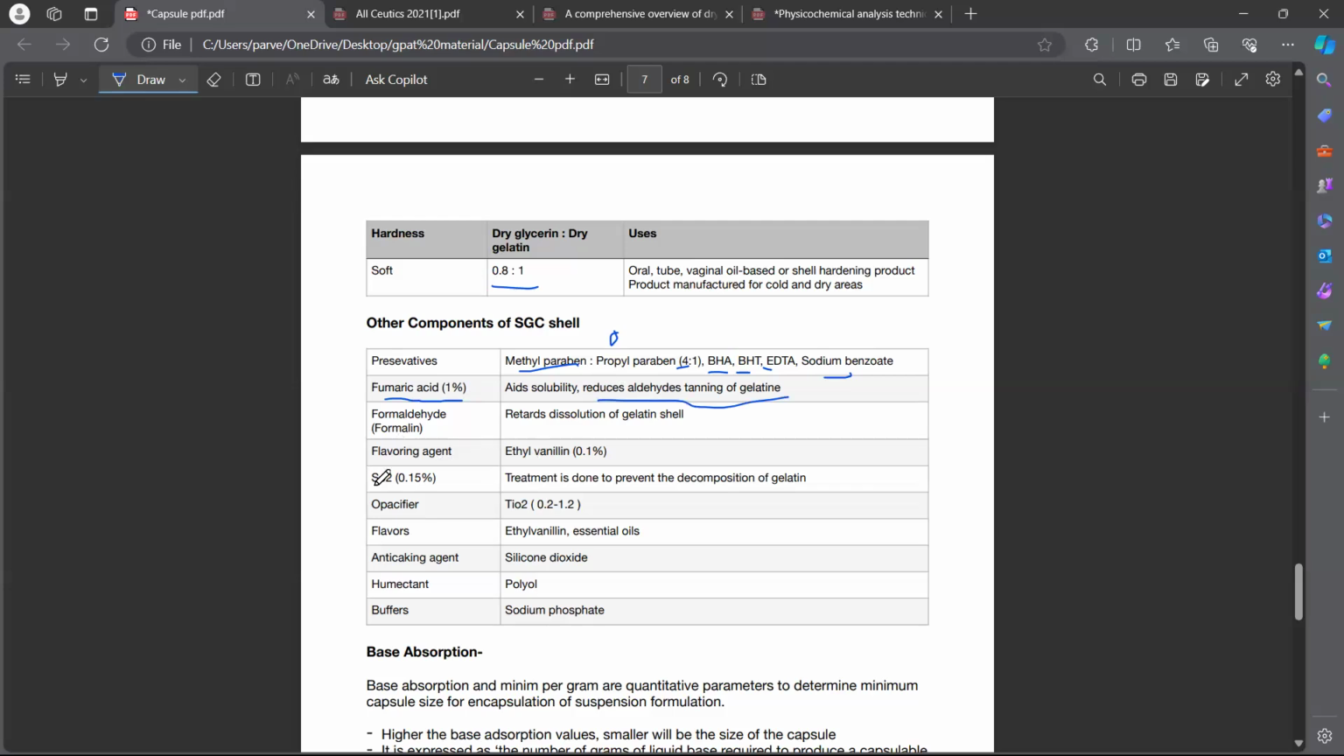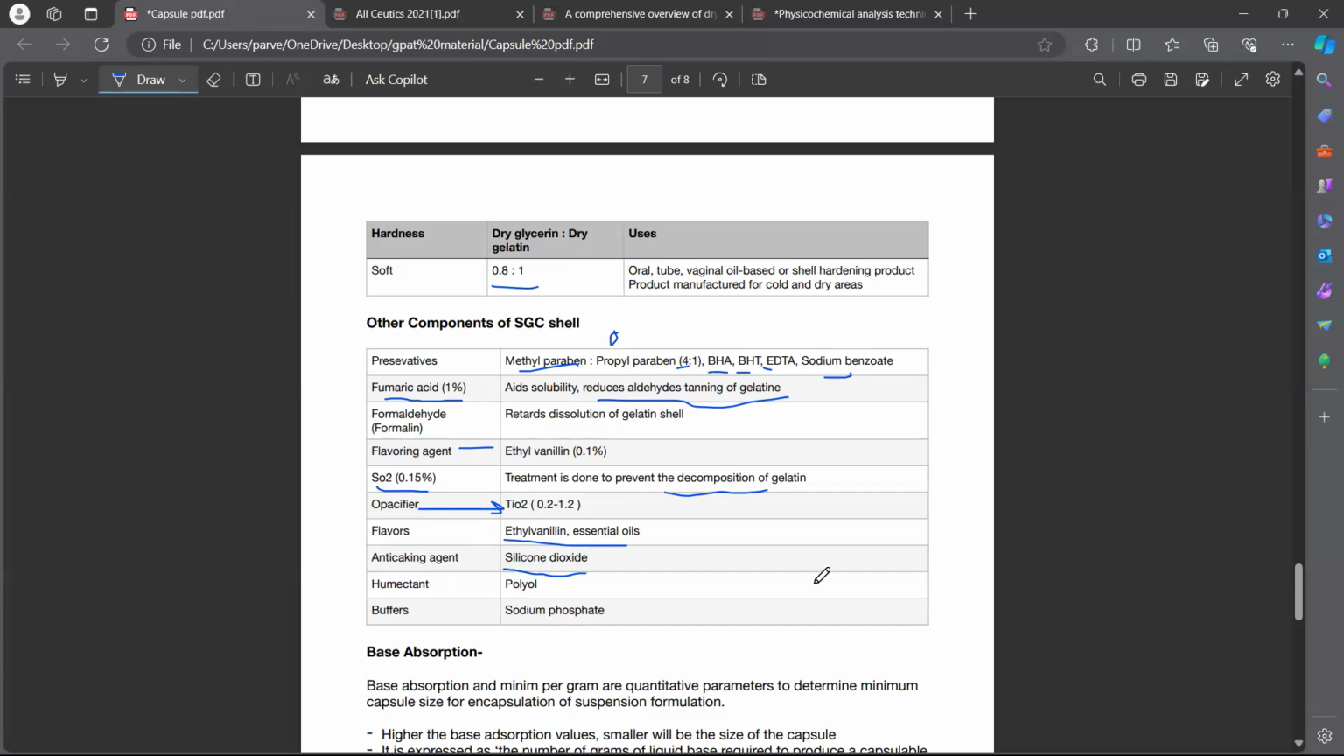Next, flavoring agent is used as ethyl vanillin. Sulfur dioxide is used to prevent the decomposition of gelatin. Opacifier is used as titanium dioxide. Flavors, as I mentioned, are ethyl vanillin and essential oil. Anti-caking agent: if you are filling any suspension in the soft gelatin capsule, to prevent its formation of cake, we can use an anti-caking agent in the formulation, which includes silicon dioxide.